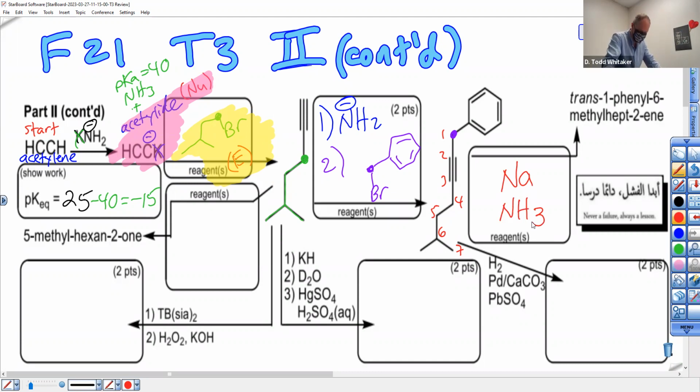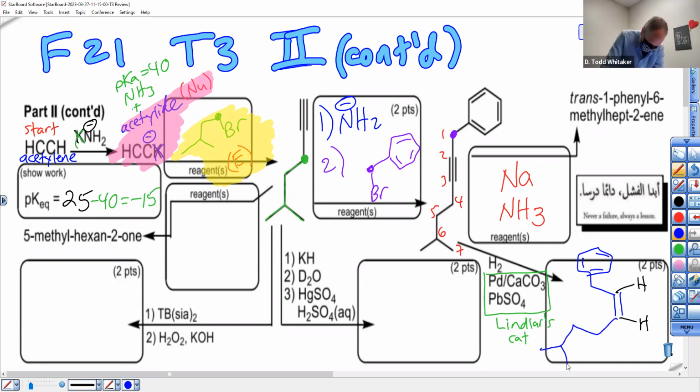We had 2 ways to make the cis. One of them's on the bottom right. H2 with Lindlar's catalyst right there. That is Lindlar's catalyst, in case you forgot. So I'm going to draw my double bond. I'm going to put new H's on that are syn. And then I'm going to go to a CH2 with a phenyl. And I'm going to go to an isopentyl. 1, 2, 3, 4, 5. Done. So this one, cis.